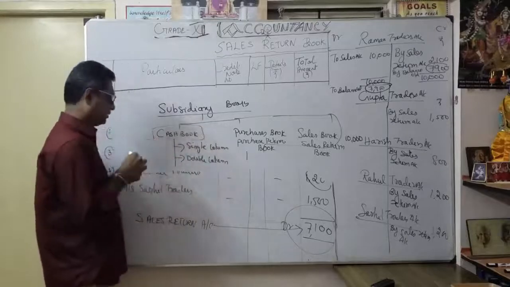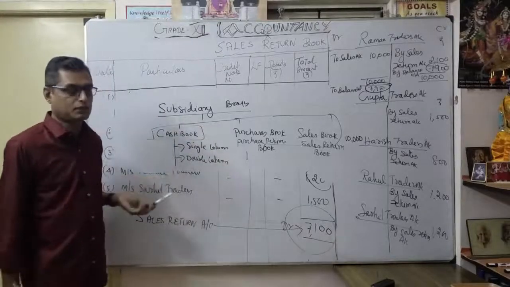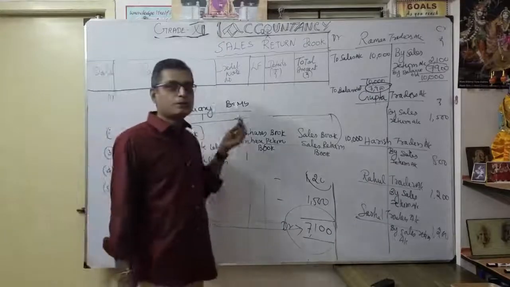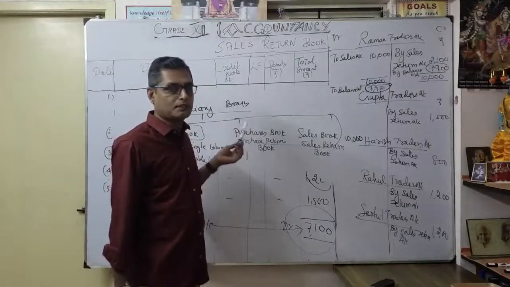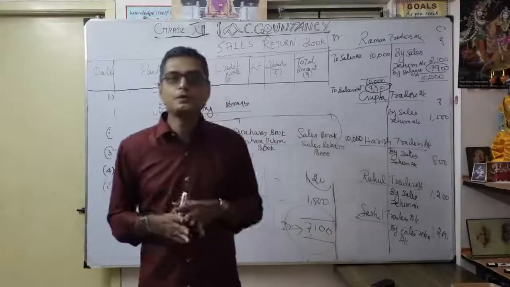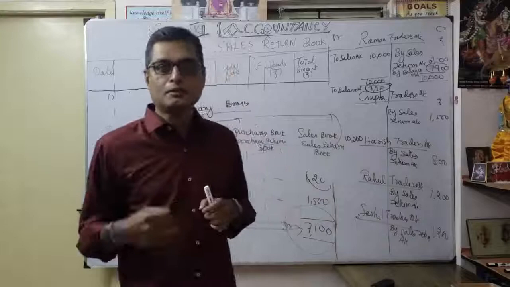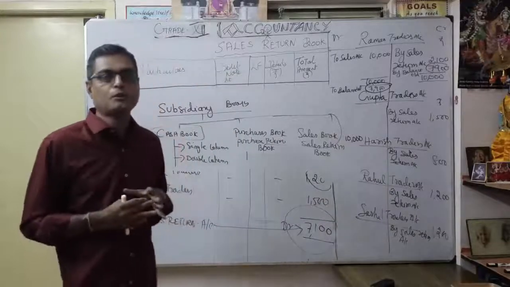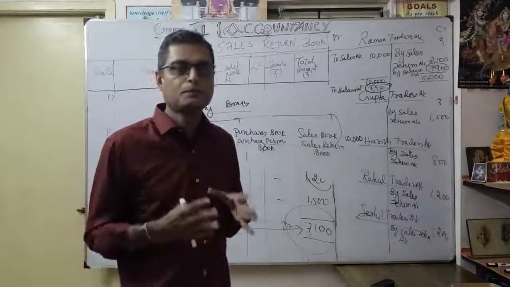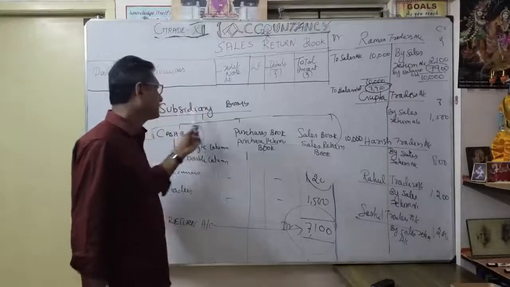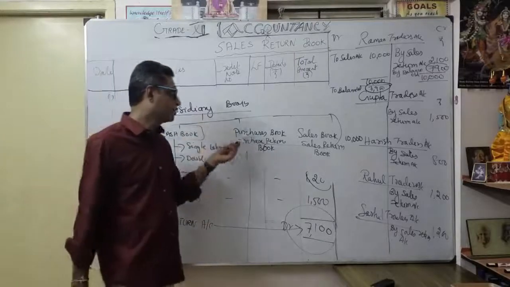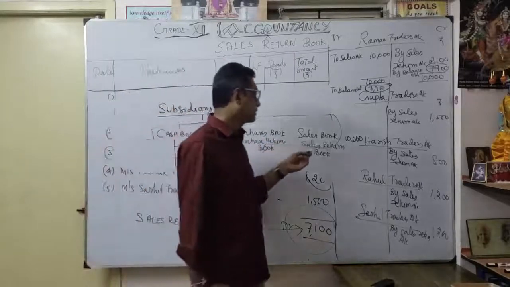Under that, what are the types of cash book? Very important: single column cash book, double column cash book. Then you prepare the purchase book and purchase return book, then the sales book and sales return book. You should know the purpose behind preparing each book. That is very important. Otherwise, you don't know the exact meaning. You should know why you prepare these subsidiary books.